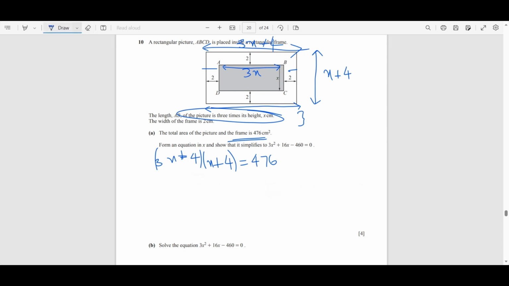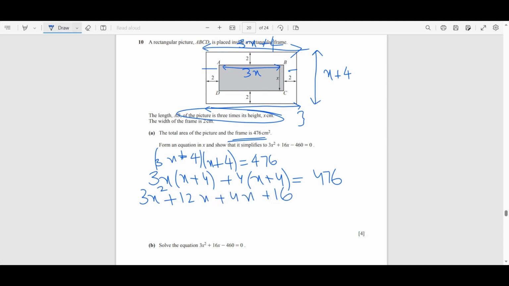So how do you open up the brackets? You take the first element in the first bracket and multiply it with everything in the second bracket. Then you take the second element of the first bracket and multiply it with everything in the second bracket. So it's 3x squared plus 12x plus 4x plus 16.